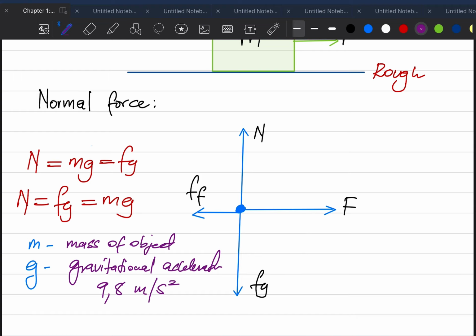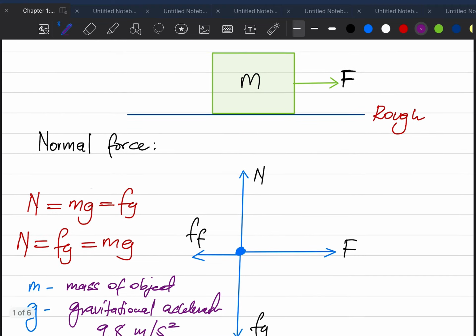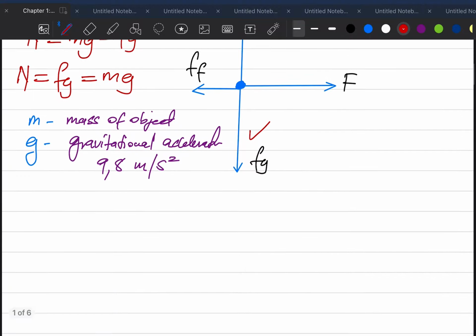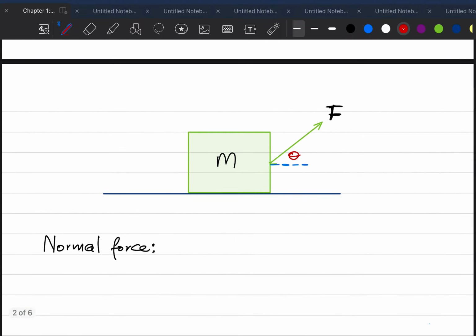So normal force for the surface that is horizontal is just equal to weight. That means these two forces balance each other. That means normal force is equal to how much? It is just equal to weight. So please note this down. Now let us check another case. Let's call this case 2.